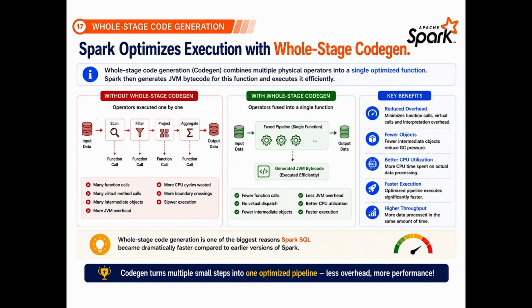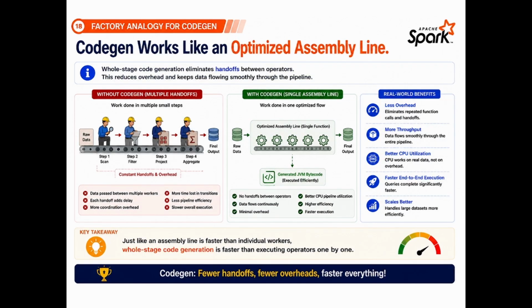Instead of executing many operators separately, Spark combines multiple operators into a single execution pipeline and dynamically generates optimized JVM bytecode. The result? Fewer intermediate objects, better CPU utilization, and significantly higher throughput. And that distinction is what makes Spark SQL dramatically faster than older engines.